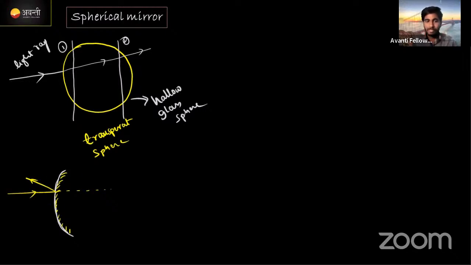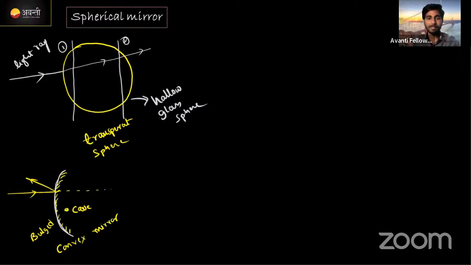Now there are two portions. The first one is inside here. This portion is the caved-in portion. The other side is the bulged portion. If light rays are reflected from the bulged portion, we call this type of mirror a convex mirror.